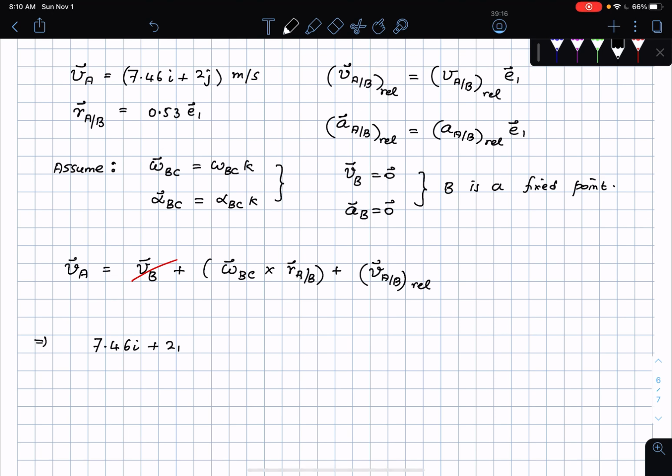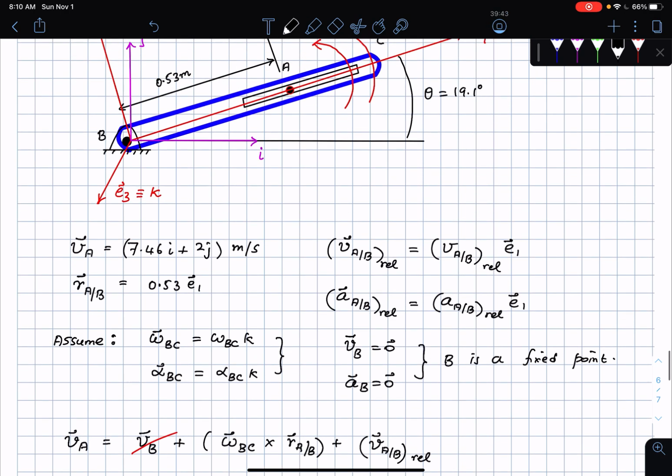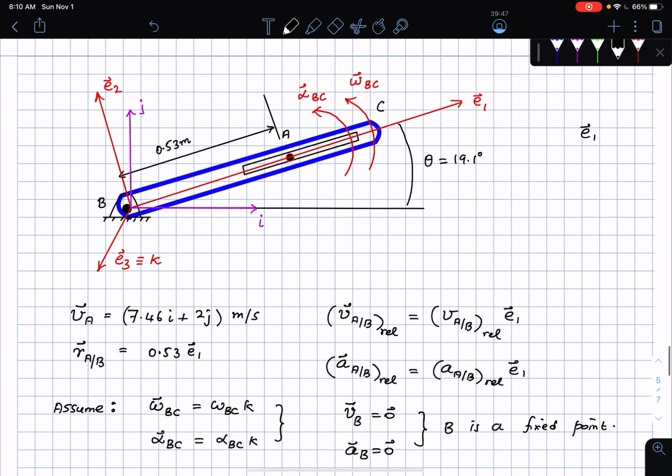So I'm going to substitute for velocity of A, which is 7.46 i and 2j. And this is going to be omega BC, which is omega BC K, crossed with R A slash B, which is 0.53 in the E1 direction. And then I'm going to have V A slash B relative multiplied by E1. I have my triad, which I can write down here: E1, E2, E3.